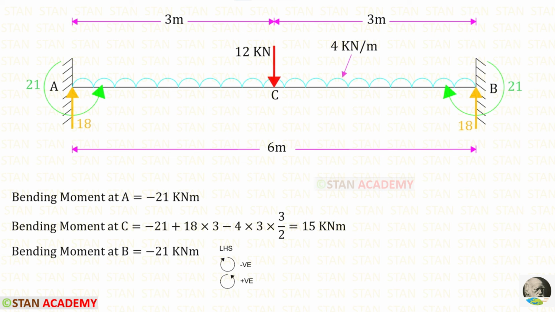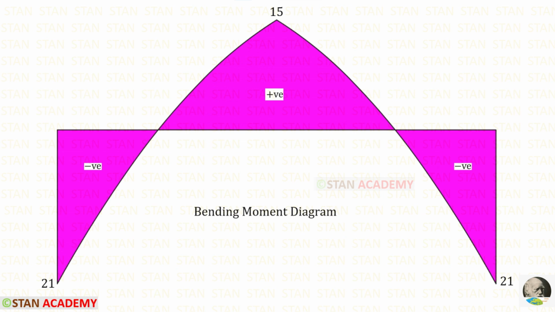To find the bending moment at point B, we can use the left hand side rule. Clockwise will be negative and anti-clockwise will be positive. At point B, MB is acting in the clockwise direction, so it will be negative. Here you can see the bending moment diagram. At these 2 points, the bending moment becomes 0.